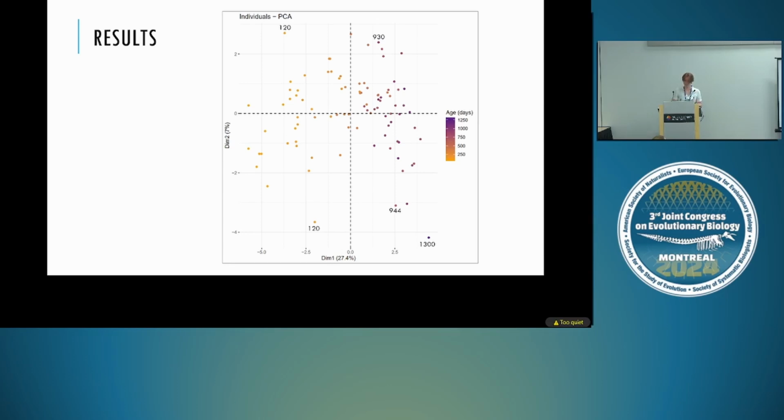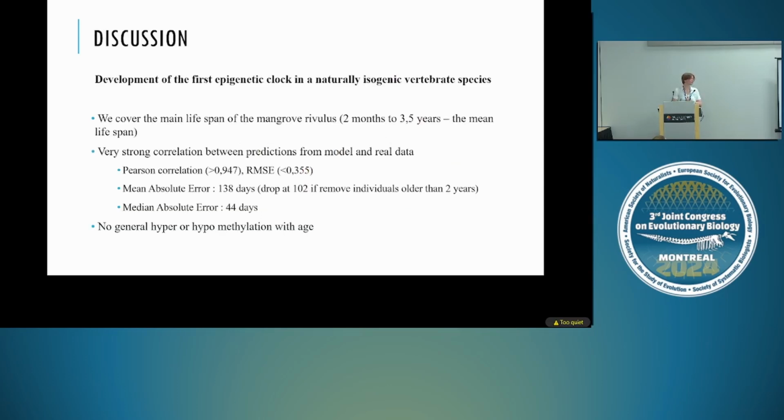So, as a discussion, we developed here the first epigenetic clock in a naturally isogenic vertebrate species.